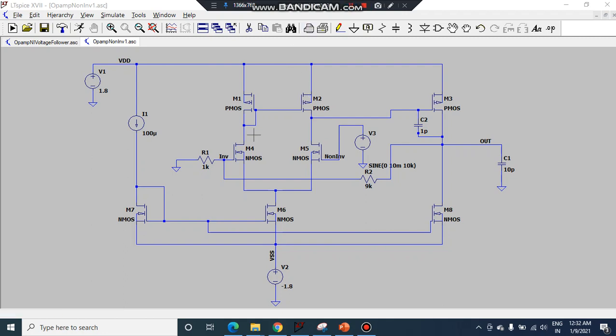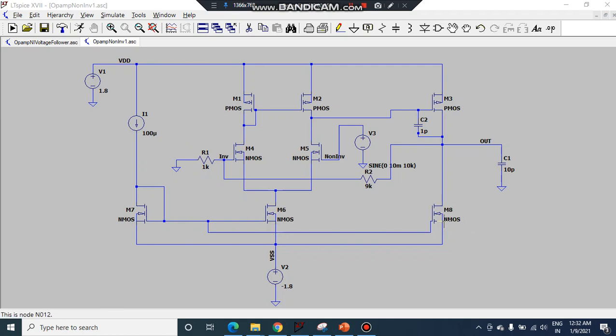Hello everyone. So this video is in continuation of the last video which was about inverting amplifier, and this is about non-inverting amplifier. So the schematic is exactly same with two supplies VDD and VSS, the current mirror circuit which is replicating the current of 100 microampere to M6 and M8.